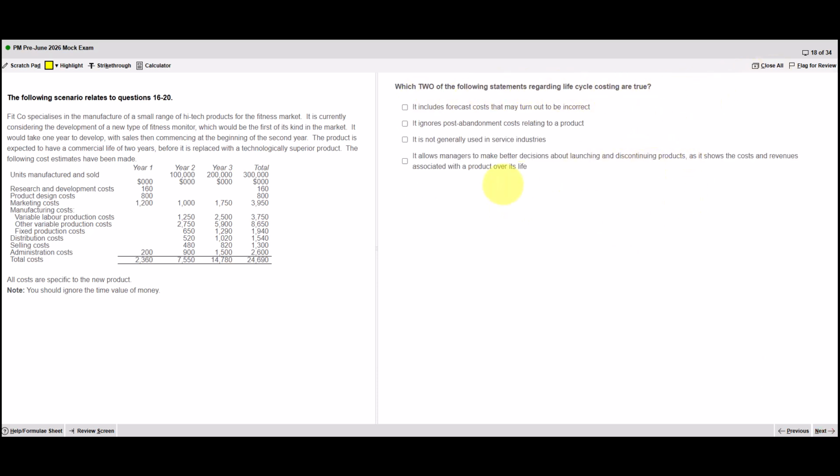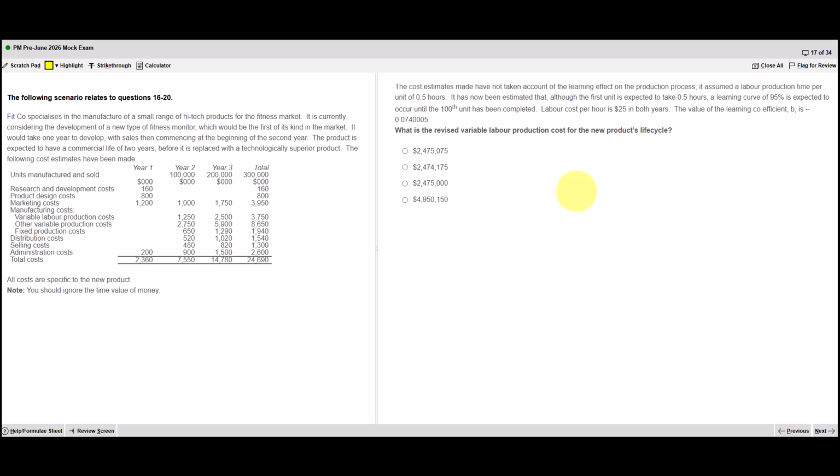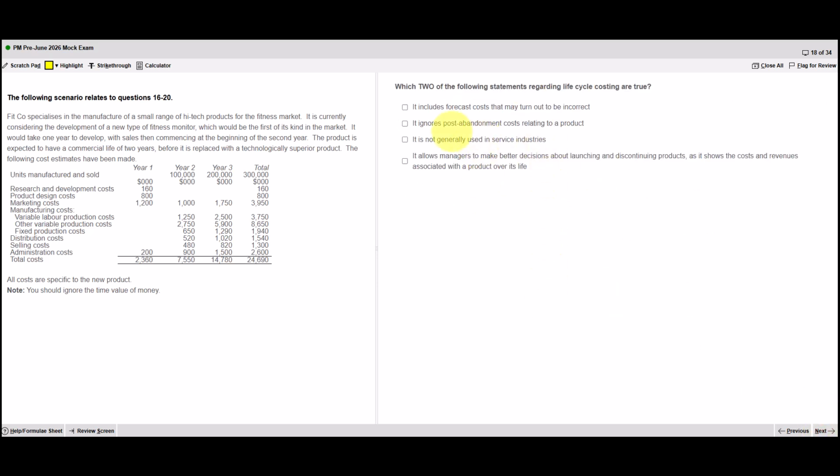Which two of the following statements regarding life cycle costing is true or are true? And this is an example of the second reason why I like reading the requirements first, because I can answer that without reading this bit at all. This is probably going to be a simpler couple of marks that I can get, whereas the previous one, this learning rate calculation, is probably a bit more in depth and going to take more time than this one.